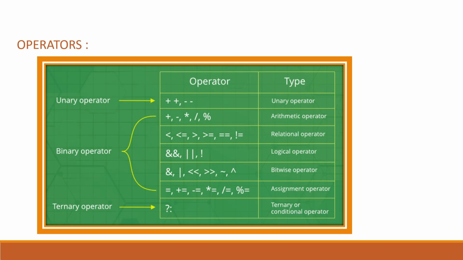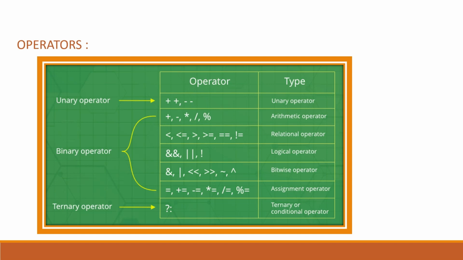There are basically three types of operators: unary, binary, and ternary. Binary is a special case. Ternary is a special case. Unary basically has one operand, which is the reason it is called unary, like a plus plus, which is equivalent to a equal to a plus 1. So we call it a unary operator.